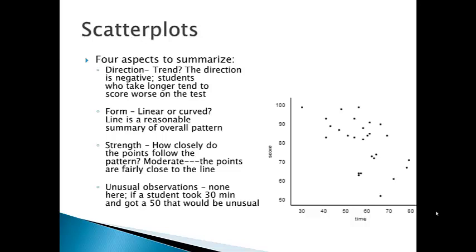Second is form. Is the form of the scatter plot linear or curved? In this case, a line is a reasonable way to summarize the overall pattern of the data. This means that a curve would not be a reasonable way to summarize the data. In general, as times increase, scores decrease in a fairly linear fashion.